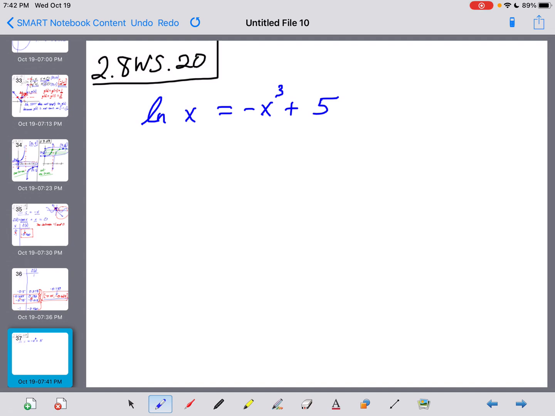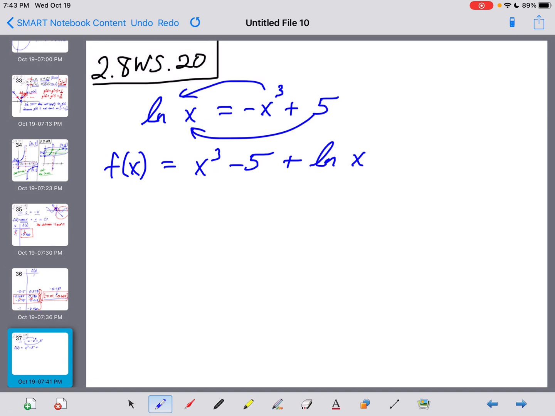Next step is to get a function out of this. So f of x equals, and we're going to move all of our terms to one side or the other. Really doesn't matter which side you do that on. I'm going to move everything over to the left, guys. I'm going to make this function x cubed, it's now positive, minus 5, plus the natural log of x. And of course, we want to know, is that function ever equal to 0? Okay, so that's where we're at.